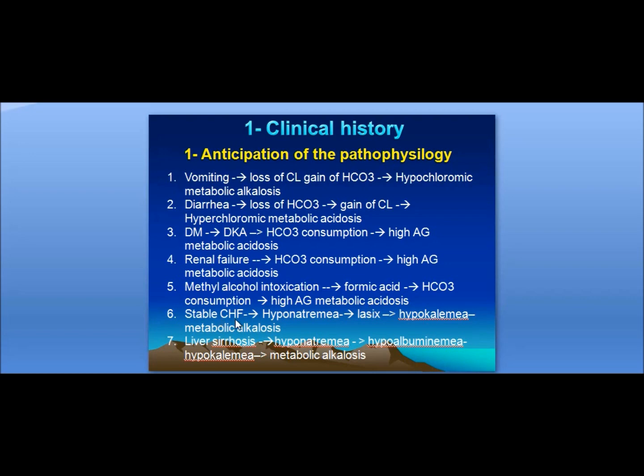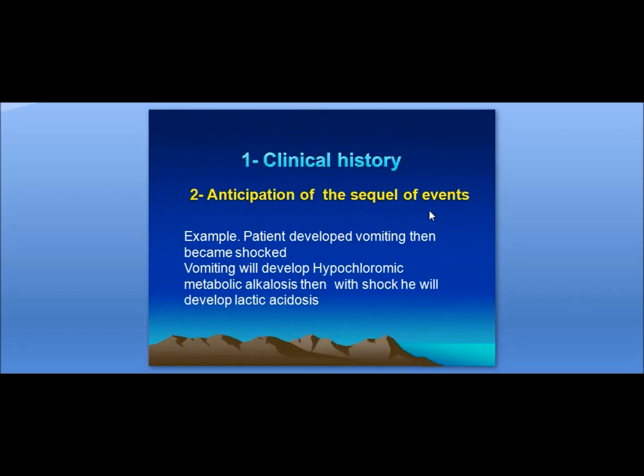Stable congestive heart failure, the patient will have hyponatremia, maybe on diuretics like furosemide, to develop hypokalemic metabolic alkalosis. Liver cirrhosis patient will have hyponatremia, hypoalbuminemia, hypokalemia, and develop metabolic alkalosis. Anticipation of the sequelae of events, like what? If the patient develops vomiting, then becomes shocked, vomiting will develop hypochloremic metabolic alkalosis, then shock will develop high anion gap metabolic acidosis.